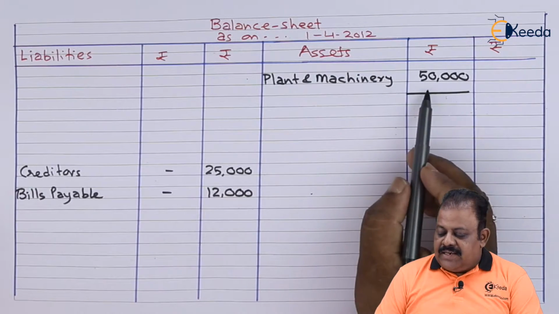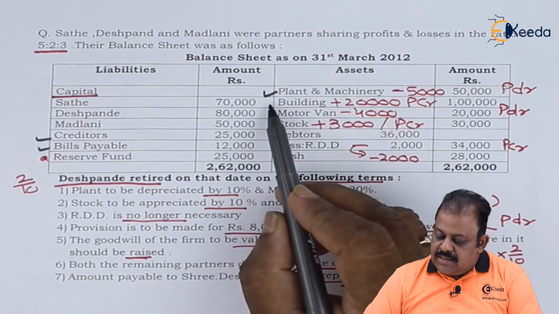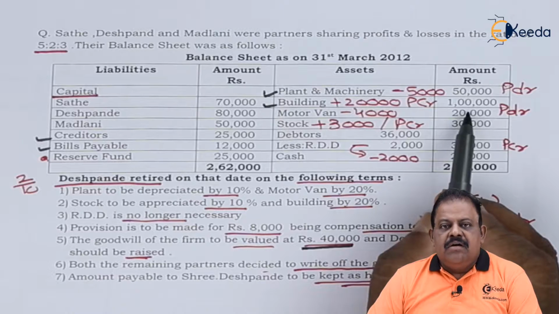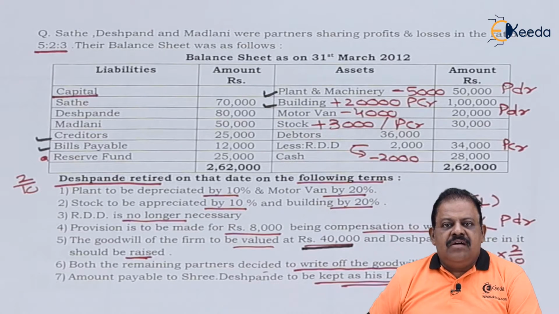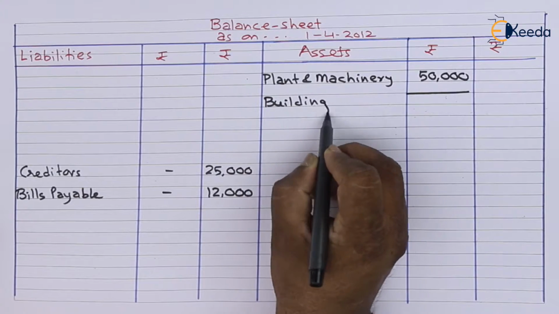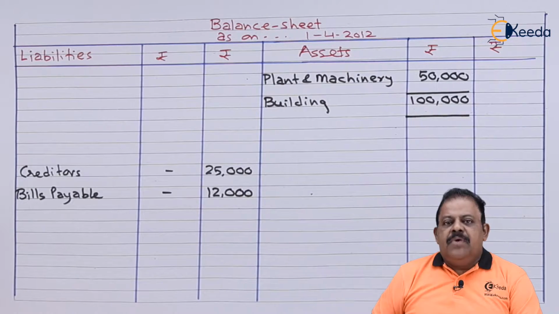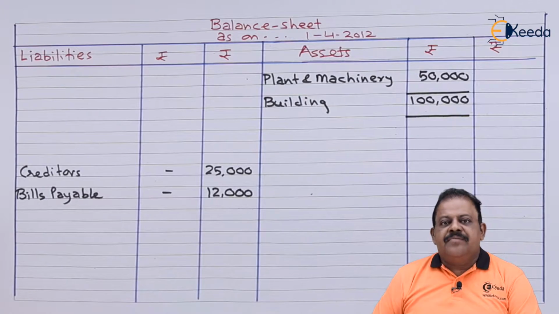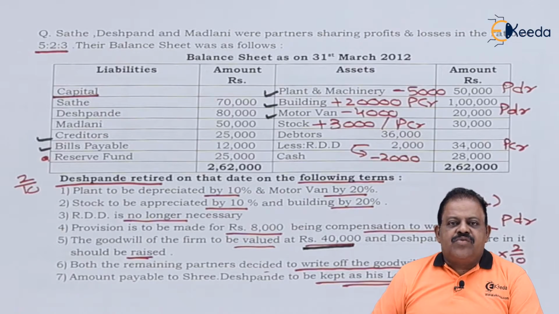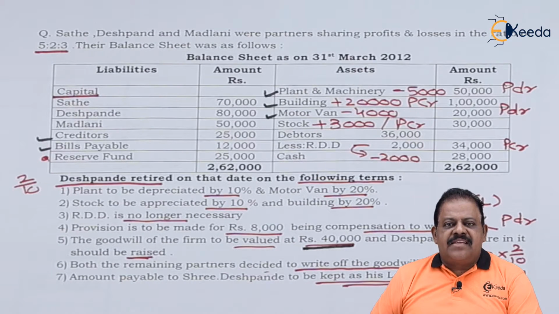Asset side, plant and machinery, inner column 50,000. Building, there is an adjustment. Amount is 1 lakh. Asset side, building 1 lakh. Motor van 20,000. There is an adjustment on this. New balance sheet, asset side.